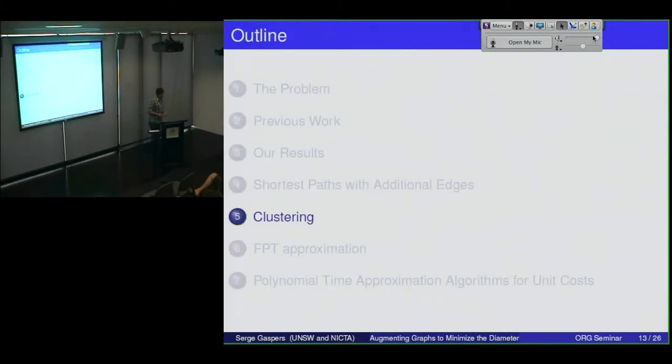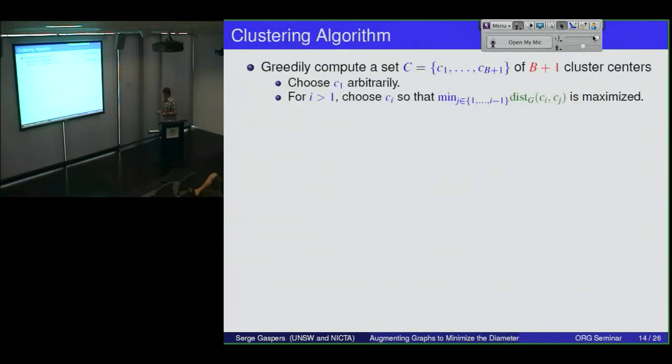So the first step of our algorithm is a clustering process. And the clustering process is very simple. We will partition our graph into regions such that the diameter within a region is quite small. For this, we greedily compute a set of cluster centers. The first one, we just choose arbitrarily. And then to compute the second one, we take a vertex at maximum distance from the first one. And for any new vertex, we take one that's at maximum distance from all the others. So we want to maximize the minimum distance from any existing cluster center.